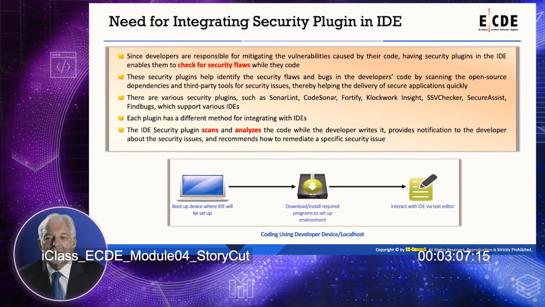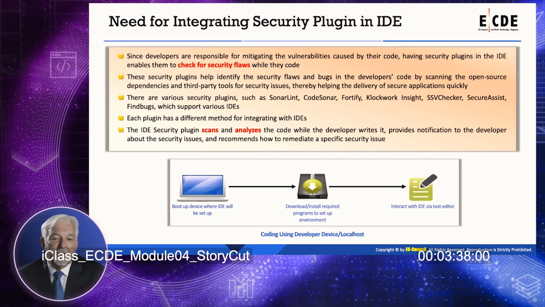There are various security plugins such as SonarLint, CodeSonar, Fortify Clockwork, SSV Checker, Secure Assist, and FindBugs, which support the various interactive development environments that we deal with. Each plugin has a different method for integrating with the IDEs. The IDE security plugin scans and analyzes the code while it's being written. It provides notification to the developer about the security issues and typically recommends how to remediate a specific security issue.